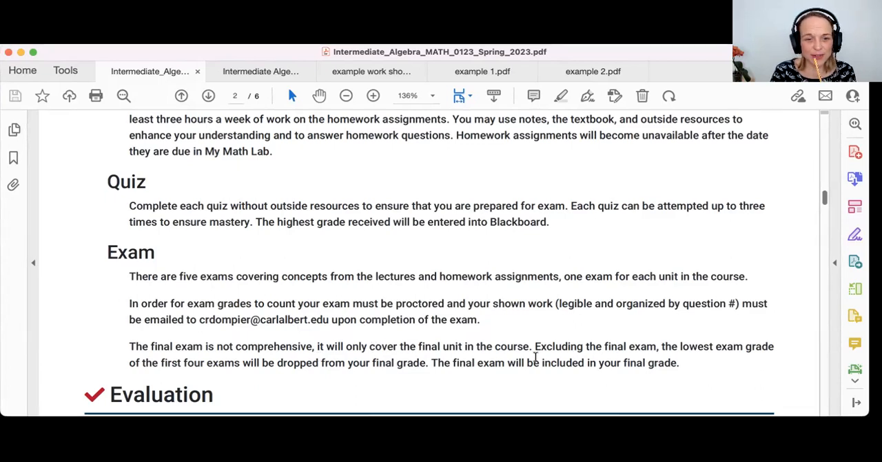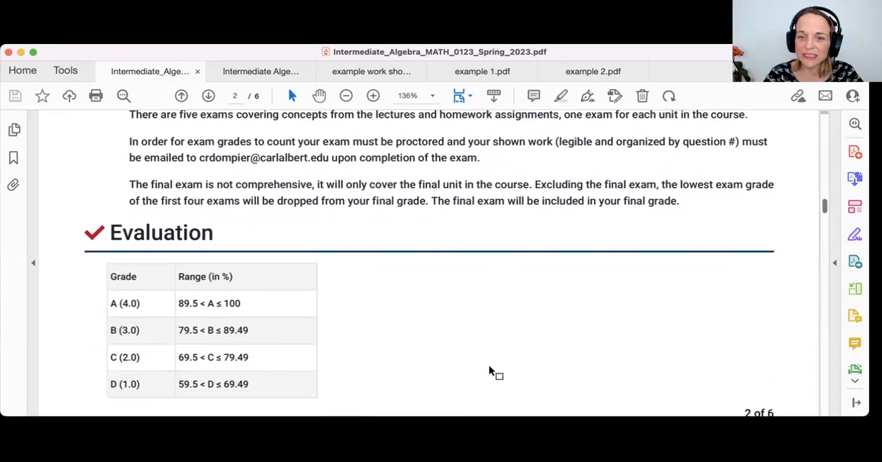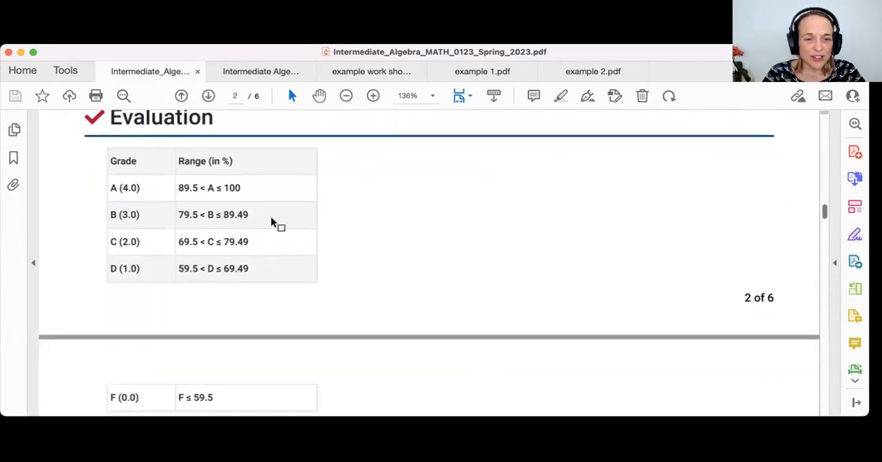It says the lowest exam grade will be dropped, but that is not true. I apologize. I will erase that sentence. All right, here is the grading scale. There are no Ds. I'm sorry, I cut and pasted this from my other class and there are errors. There are no Ds in our course, so 59.5 to 79.49 is a C.